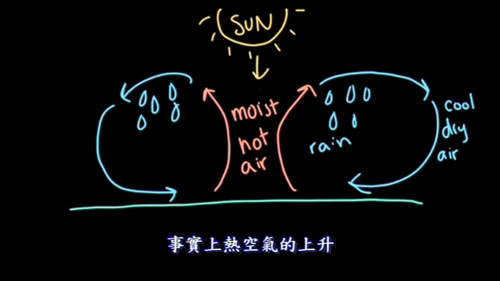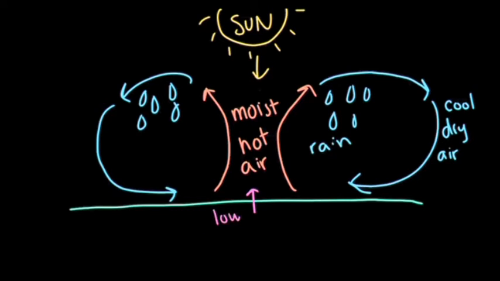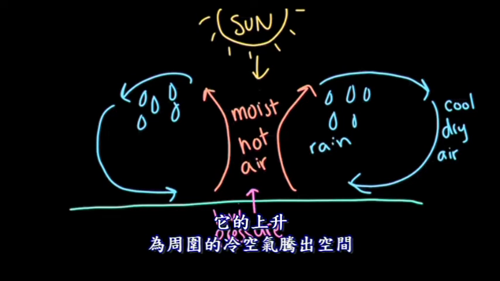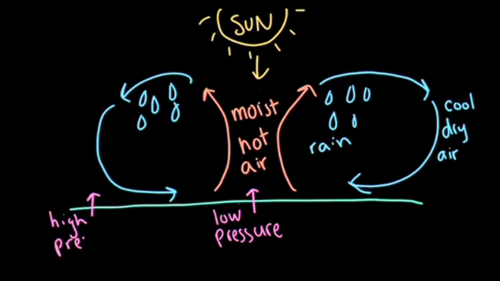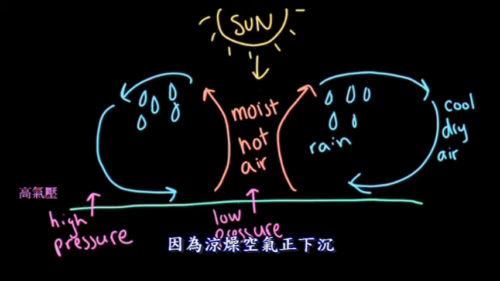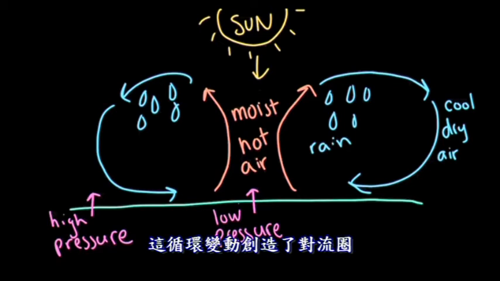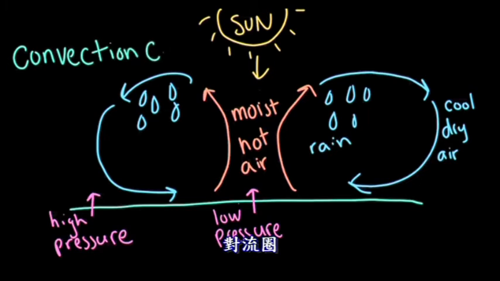And the fact that the hot air rises up means that this area right here is an area of low pressure. Because the air is rising up, it creates a space for cooler air in surrounding areas to move in and take its place. And over here, where the cool air is coming down to the ground, that's an area of high pressure, because all of that cool, dry air is coming down and pushing the air below it away. This cyclical movement of air creates something called a convection cell.